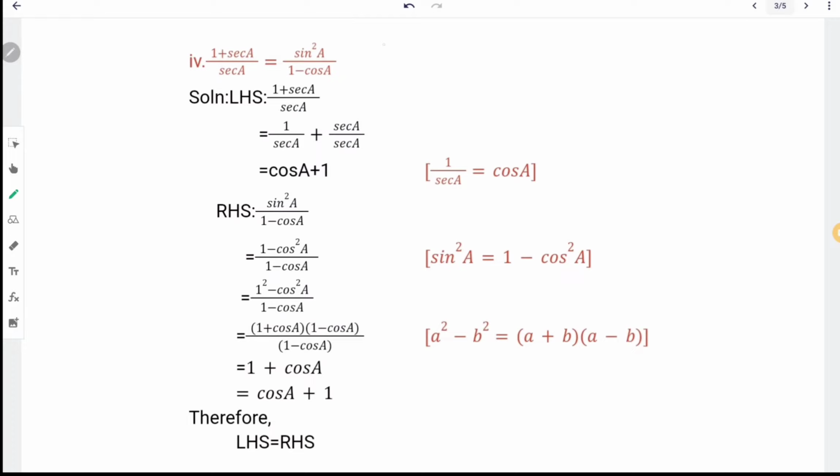All right, continuing with Roman number 4. We have on the left hand side (1 + sec a) divided by sec a. Okay, we'll try to prove the right hand side. All right, so you can see that what is divided by sec a, right?